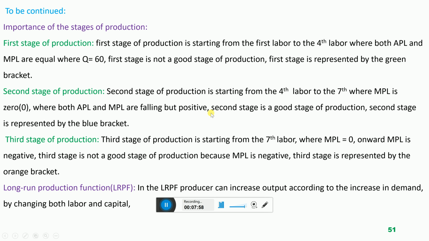About the second stage, I put some information: the second stage will start from the 4th labor and end at the 7th labor. The maximum output that the second stage will produce is 75 units. The MPL of the 7th labor will be 0 at the end point of the second stage. These are the information, and we represent the second stage by the blue bracket. This is a good stage of production.